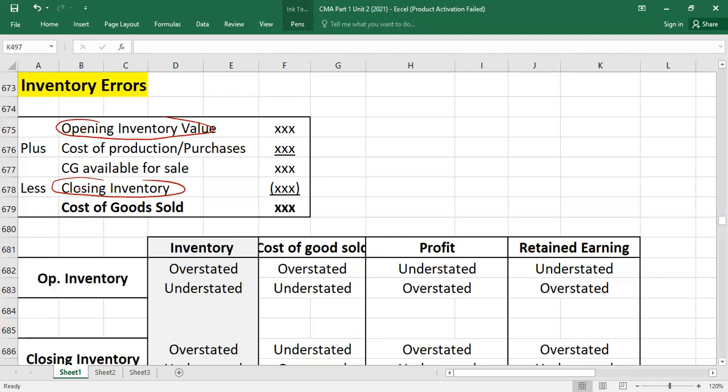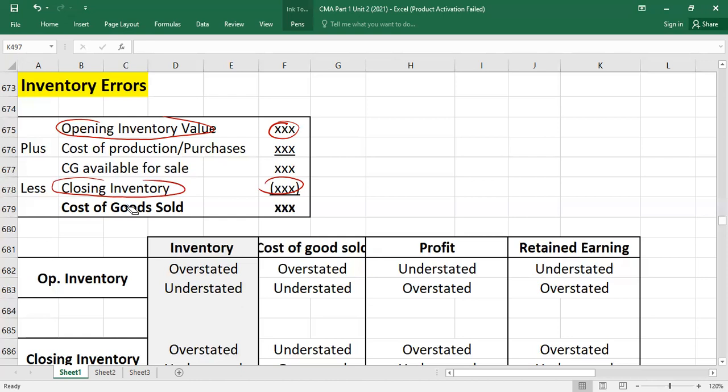Now, what's the question? Let's start with the basic idea. For example, there could be an error either in opening inventory or in closing inventory. Error means the value of inventory which you have written is different from the actual. And there could be two possibilities. One possibility is that inventory could be overstated. Overstated means you have written more than actual. Second possibility, it could be understated. Understated means you have written less than actual. Right or wrong? And how is it going to affect? Let's understand it.